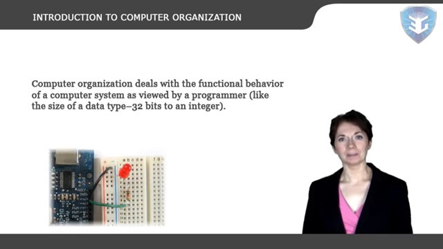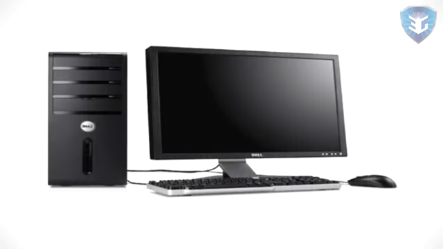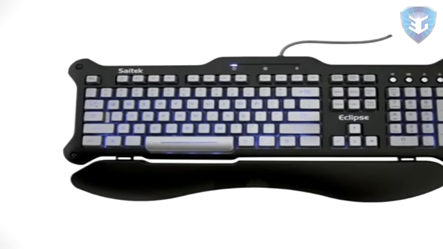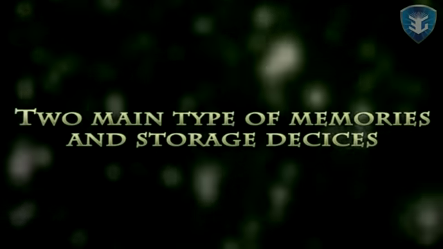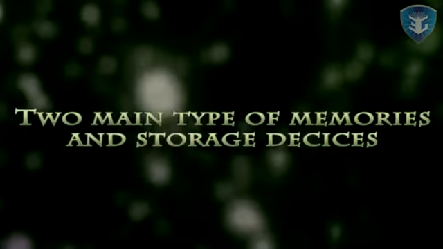the physical memory. Personal computers, or PCs, are composed of a number of physical components, known as the computer's hardware. These components include the Central Processing Unit, or CPU, a range of input and output devices, two main types of memory, and storage devices. Let's take a look at each of these.